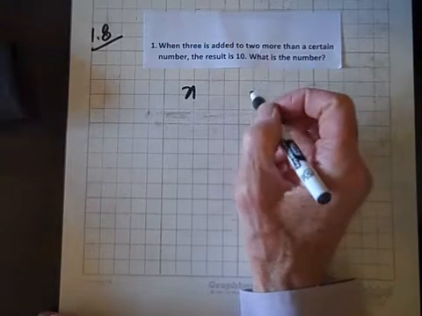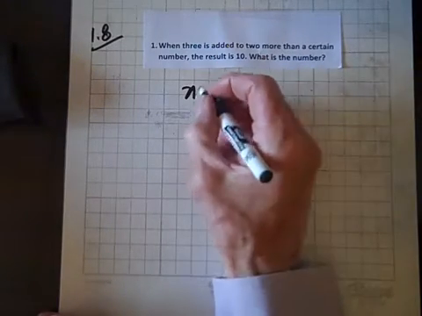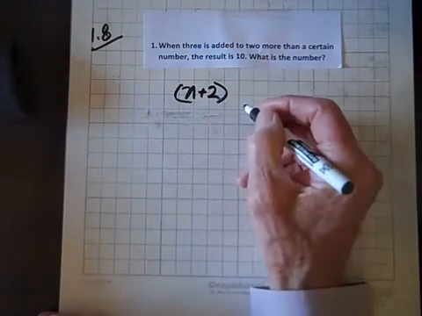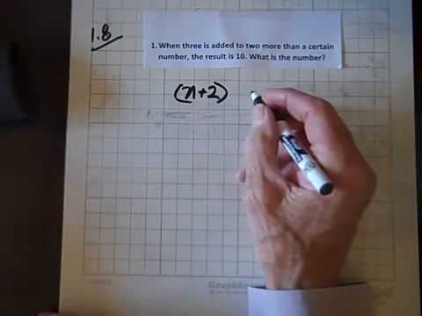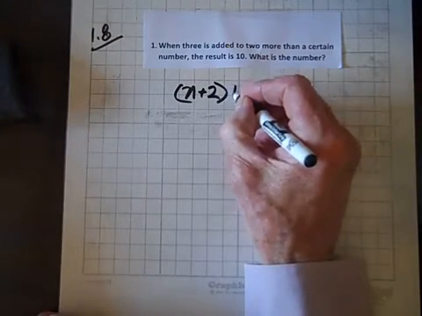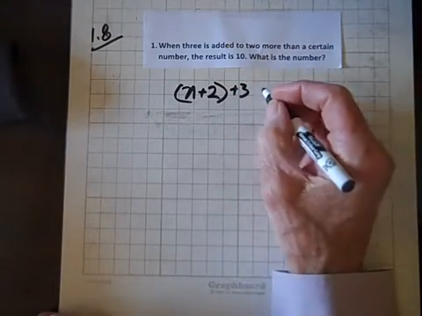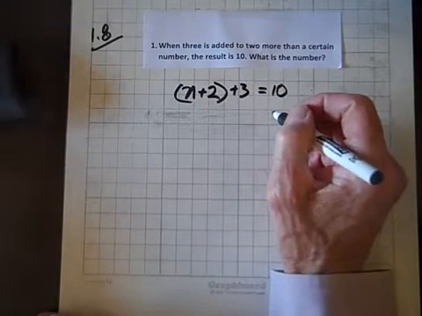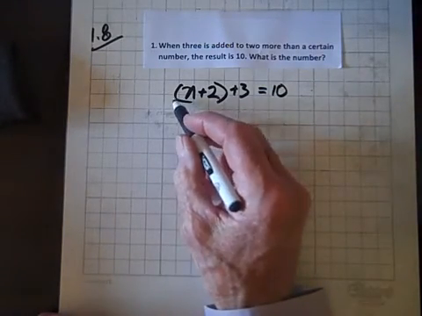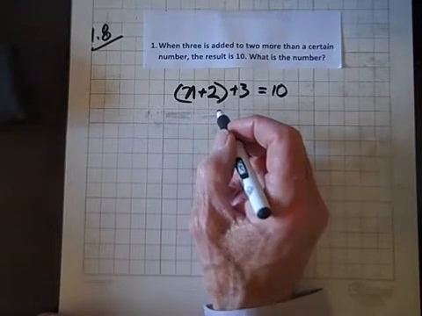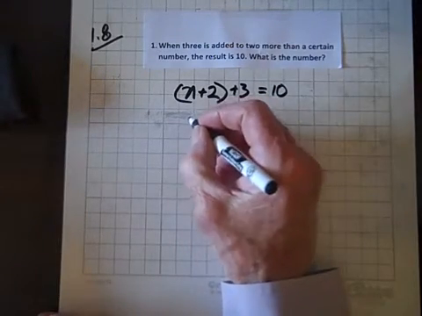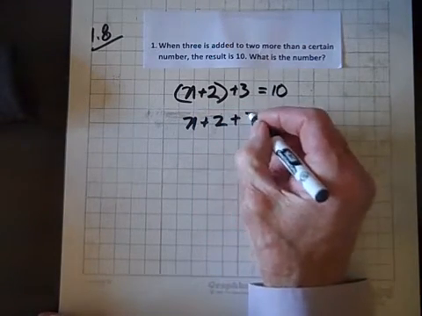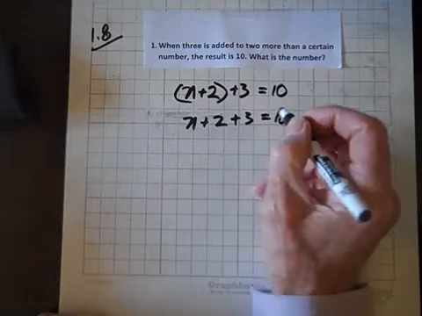And 3 is added to 2 more than a number. Well, 2 more than a number is n plus 2. And 3 is added to that. So plus 3, and the result is 10. Okay, well, by the way, at this point, these parentheses do no good. We can just eliminate them. So n plus 2 plus 3 equals 10.